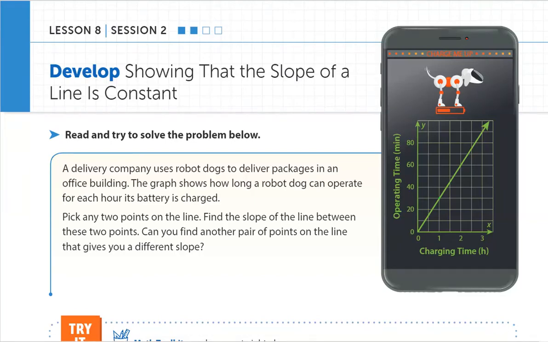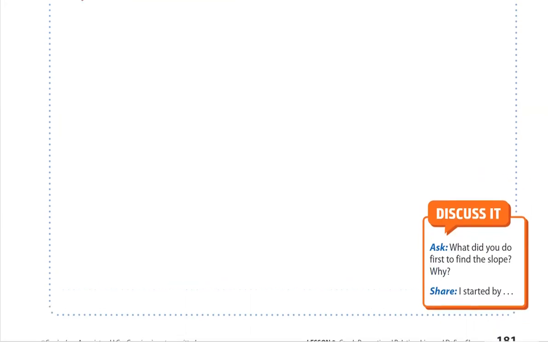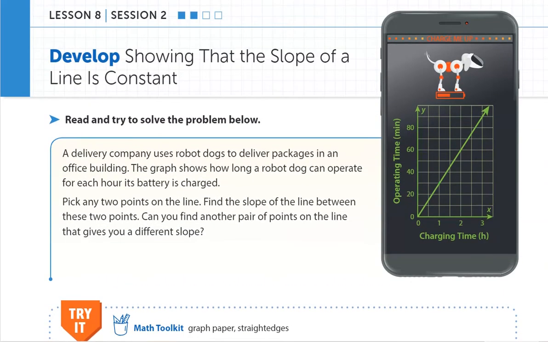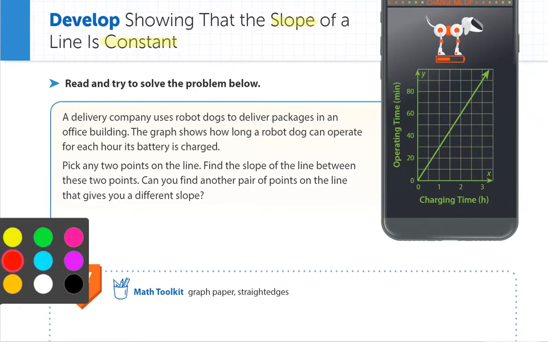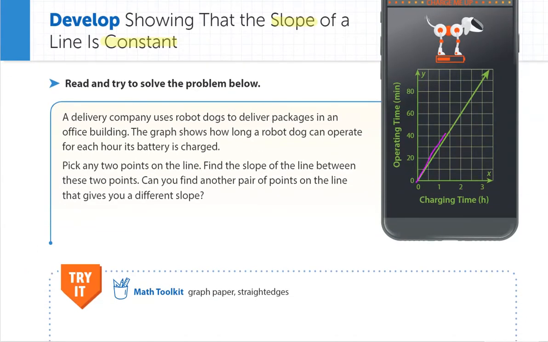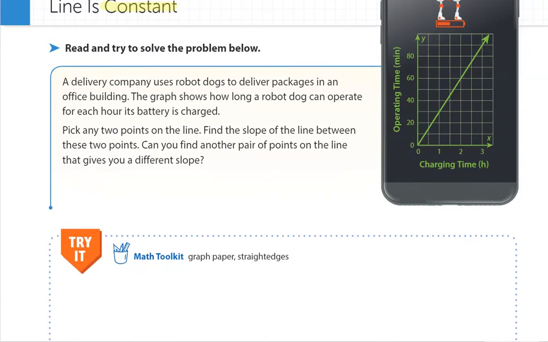Hey 8th graders, we are on lesson 8, session 2, which starts on page 181, and we're still going over slope, just like yesterday in the explore activity. But for our develop session, we are illustrating how the slope of a line is constant. The slope will not change. If the slope has changed, that means that the line has gone crooked on us. We're working with straight lines today, so the slope will be constant.